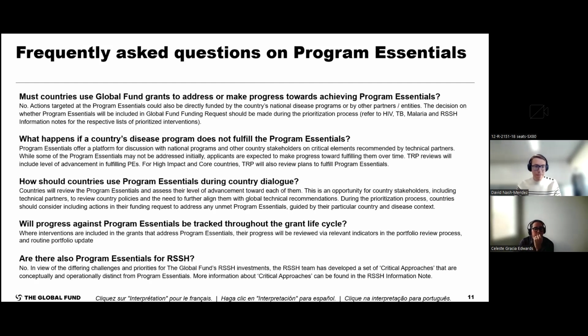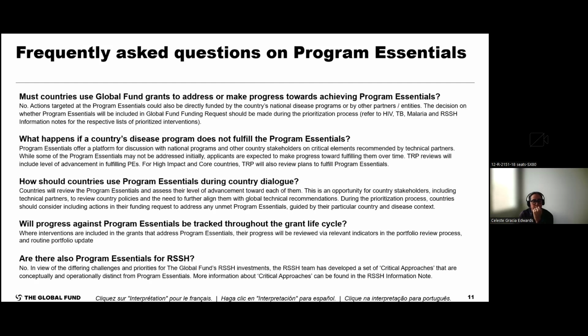Thank you. Okay. So then how should countries use Program Essentials during country dialogue? Like I was saying, countries should just see what level of advancement they have on each of the Program Essentials, and see which ones are going to be funded via the Global Fund and which ones are going to be funded by other means, and see what level they want for expansion on these particular Program Essentials. Will progress against Program Essentials be tracked throughout the grant cycle? Yes, they will. They will be tracked the same way we do with any other activity or interventions, via the regular indicators.